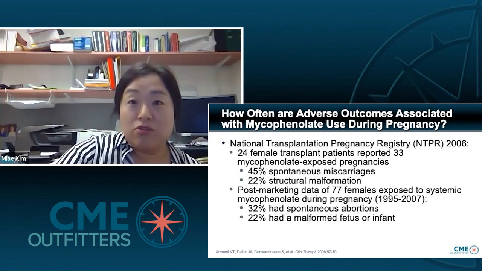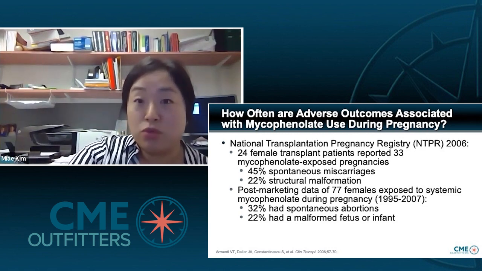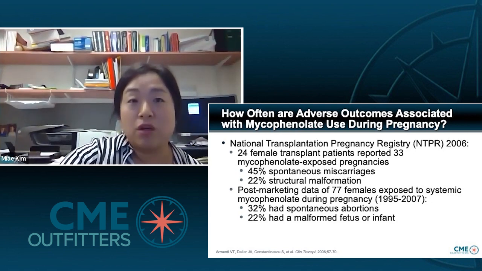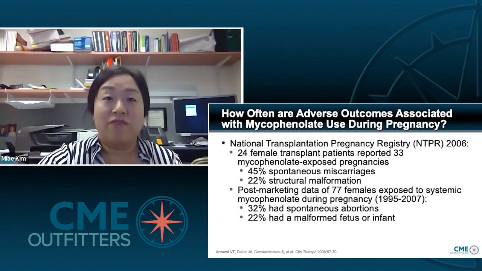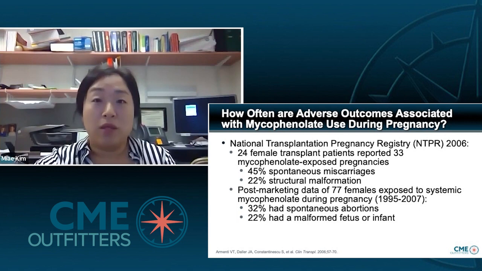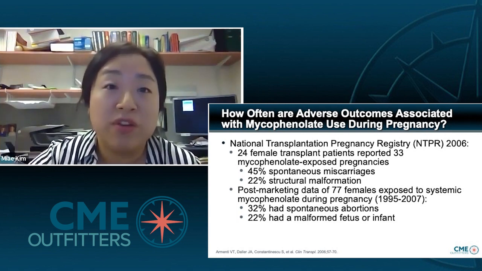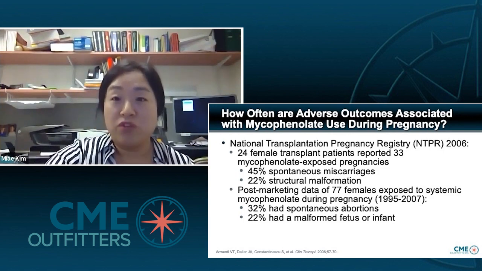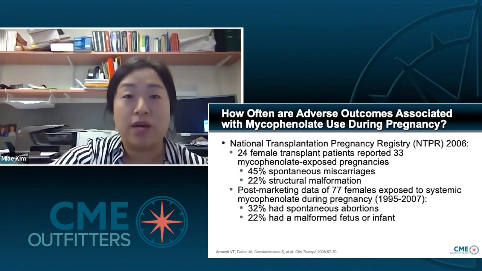Both of these studies agreed, suggesting the rate of miscarriages associated with use of MPA in pregnancy ranges from 30 to 45%, and over 20% for congenital malformation. This rate of aberrant fetal outcomes is overwhelming when considering the overall rate of congenital malformation previously reported in the offspring of transplant patients was 4 to 5%, which was comparable to 3% in the general US population.